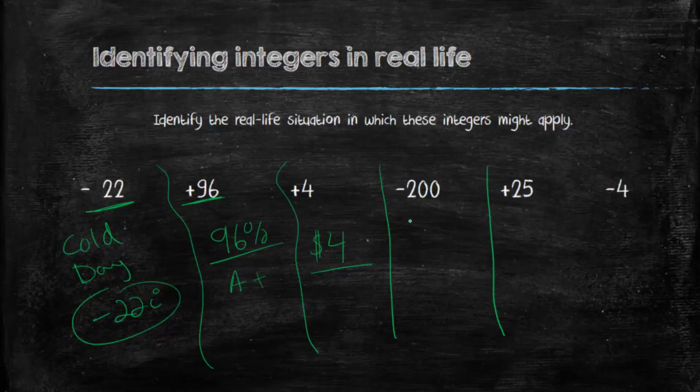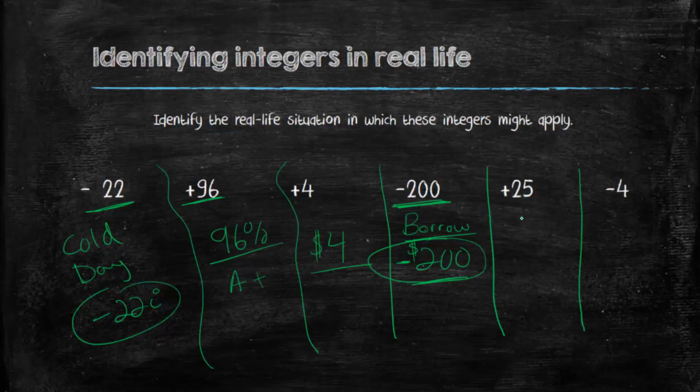-200. This is tricky, right? Where would you see a -200? Well, maybe you want to buy something and you don't have the money and you're borrowing money from, let's say, your parents, and you want to borrow $200. So you're borrowing $200 to buy, I don't know, your favorite gaming console. So since it's borrowing, since it's not your money, this would count as a negative, right? Because you don't have that money. So -200.